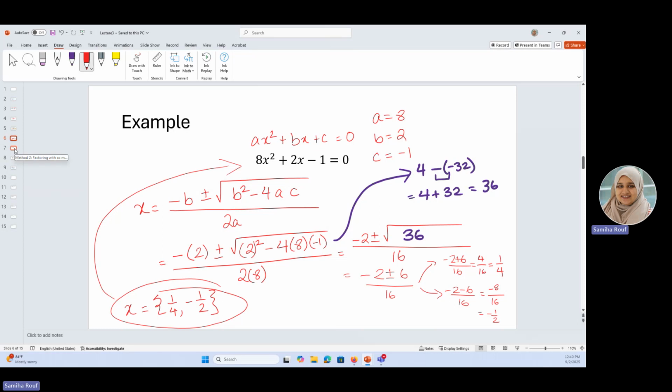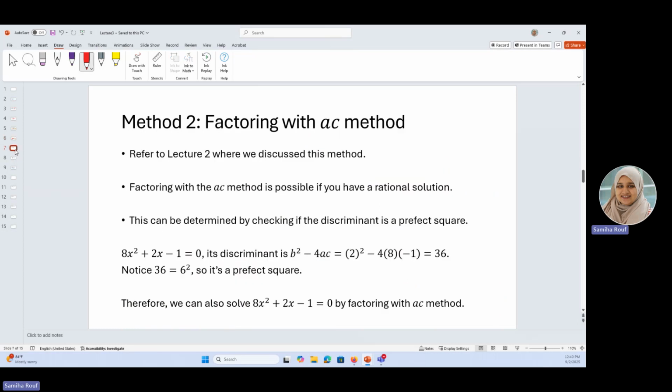Now let's look at this in comparison to the factor and the AC method. So again, the example we just looked at, we solved it using the quadratic formula. However, in many of these quadratic equations, you may be able to factor using the AC method.